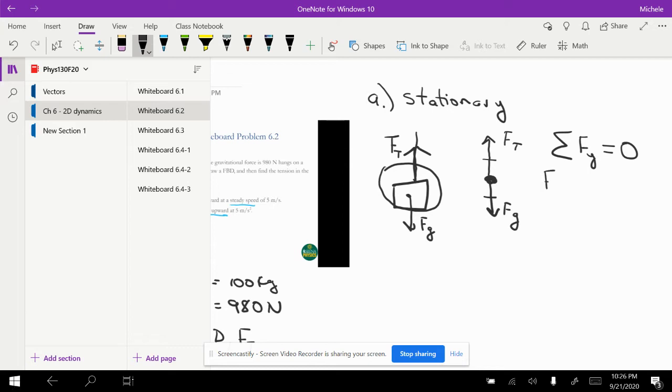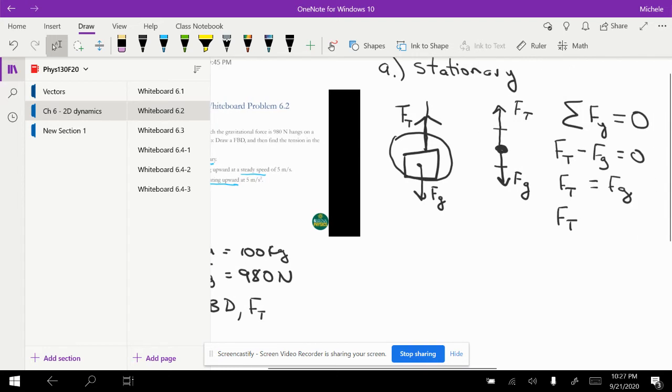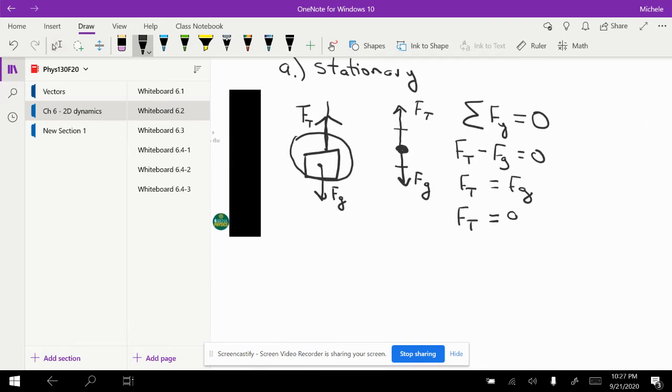My force of tension is up, and I'm going to say up is positive. That's my first component when I put these components of force into my sum. The second one is the force of gravity, and that's equal to 0. So the force of tension equals, adding Fg to both sides, the force of gravity. They tell us in our givens that the force of gravity is 980 newtons. So the force of tension is equal to 980 newtons. That's my answer to A.